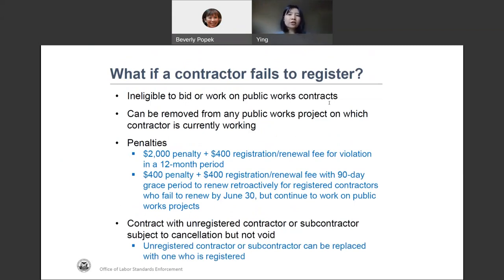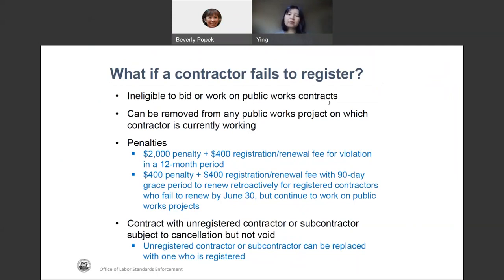So what if a contractor fails to register? Well, first of all, you cannot bid or work on public works contracts. You can be removed from any public works projects in which you are working on. There's a penalty that I mentioned before. It's going to be $2,000 plus the $400 registration or renewal fee for a violation that is within the first 12-month period.